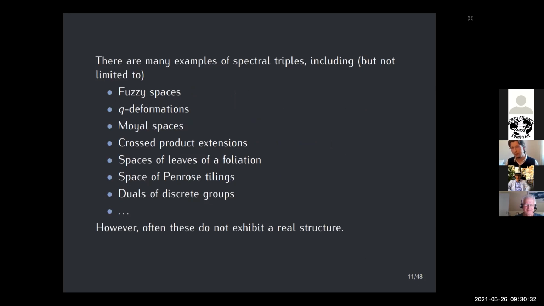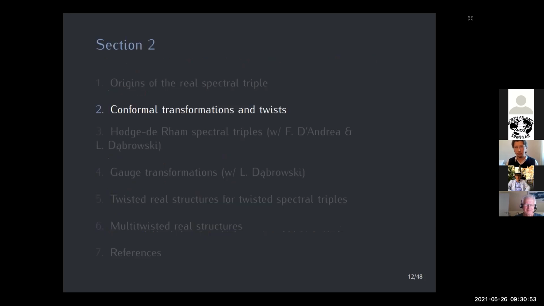So as well motivated as our definition of a real spectral triple is, a question you can ask is whether it's too restrictive, or flipping that on its head, is there some way to weaken the definition, to broaden it, to generalize it, so that we can extend the machinery of real spectral triples to more examples? So that brings us nicely to section 2. And could you tell us why this reality is so important and needed?